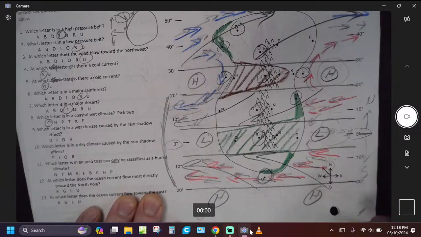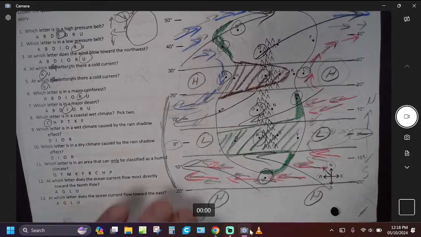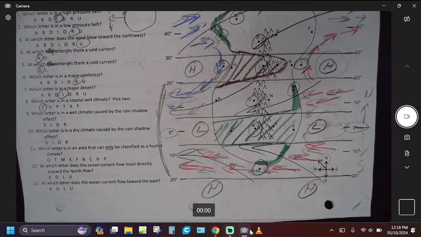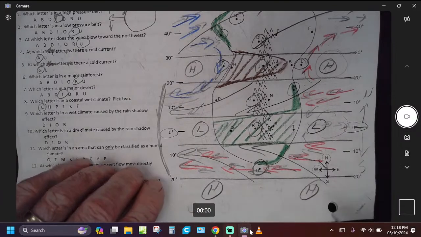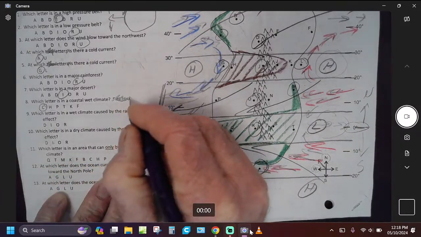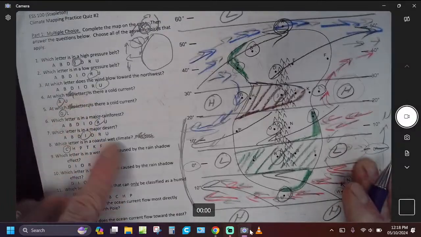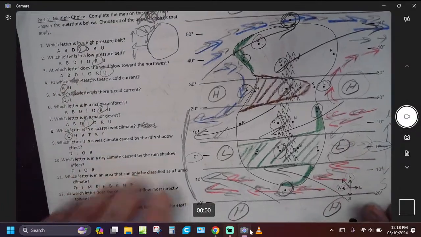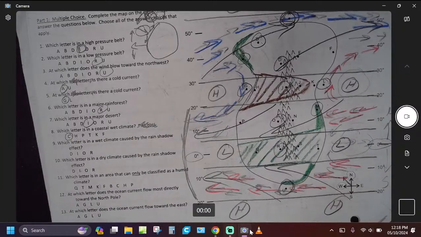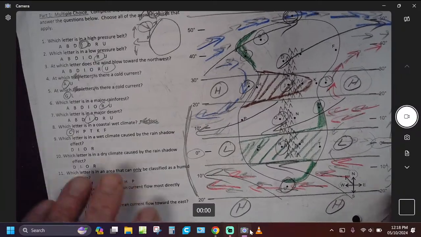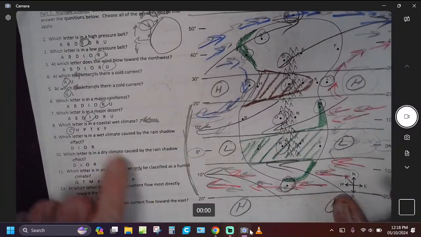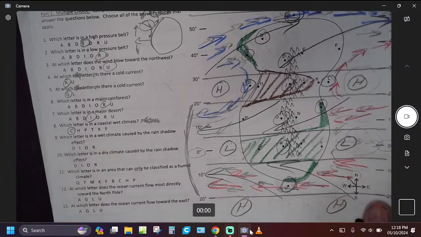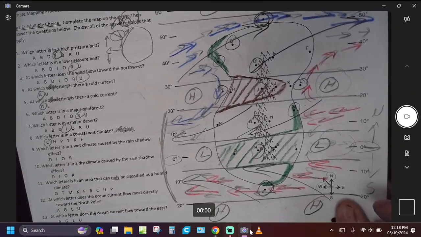Okay. The rain shadow effect. Oh yeah, yeah. So I don't know. This was kind of crazy here. So it said letters, and I think originally there were 2, and I just changed this, and I forgot to do a good job on it. Sorry. So which letter is in a wet climate caused by the rain shadow effect?